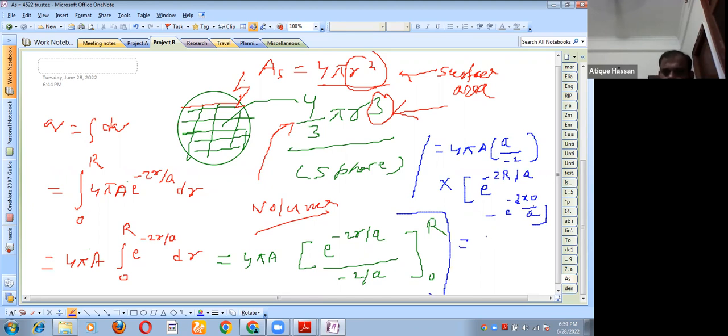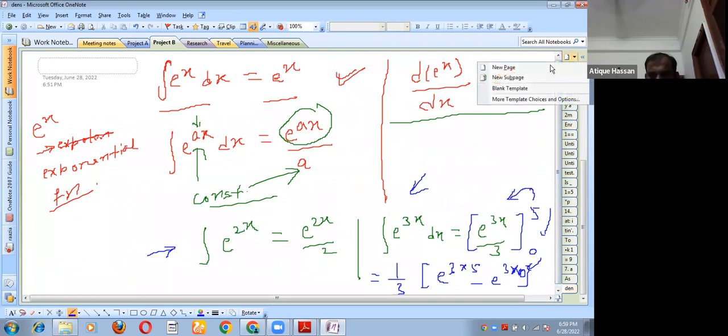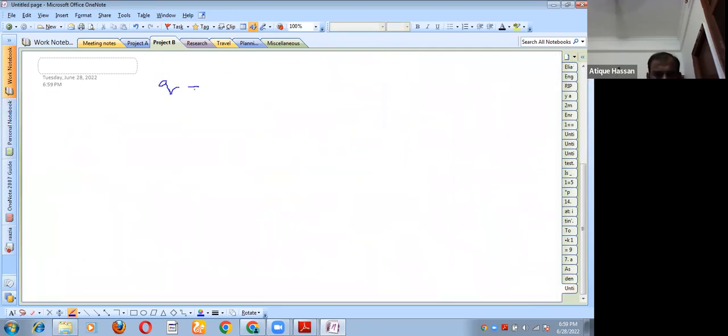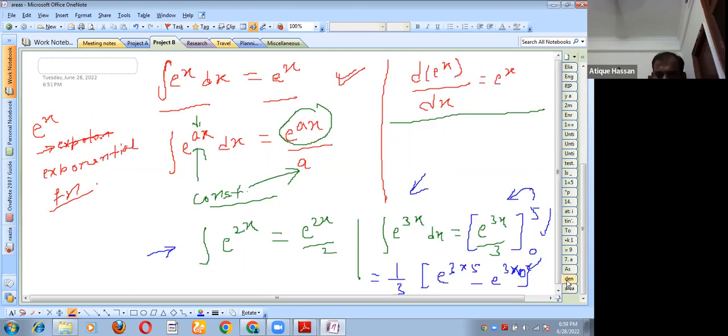So now what will be its value? 4 pi a into small a by minus 2 into e to the power minus 2r by a, minus e to the power 0. 2 into 0 will be 0. So minus e to the power 0. So now total charge q becomes this value.